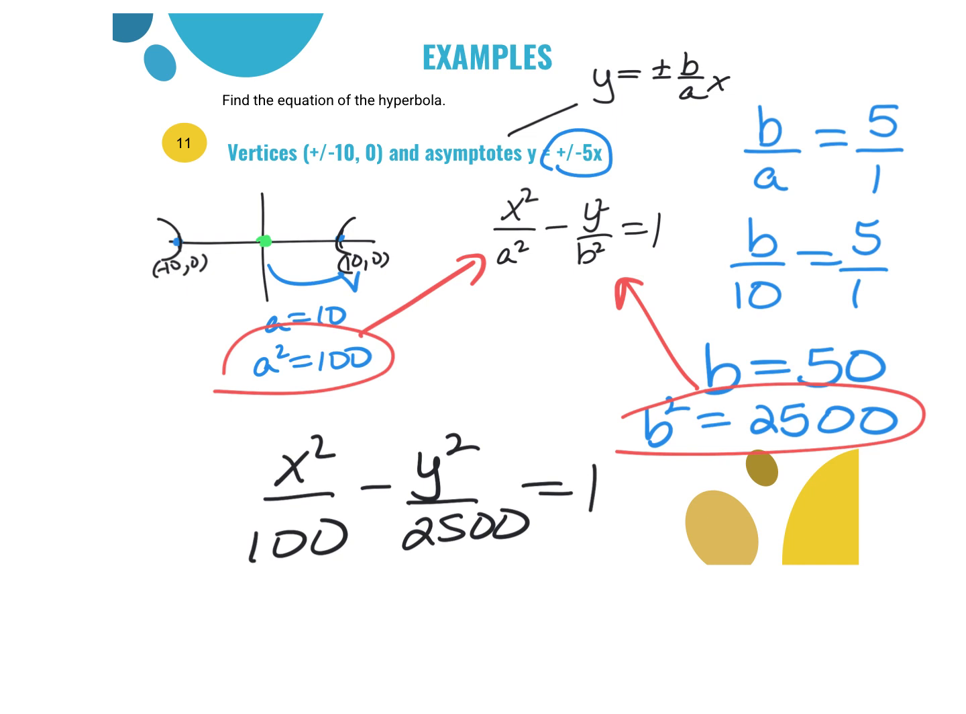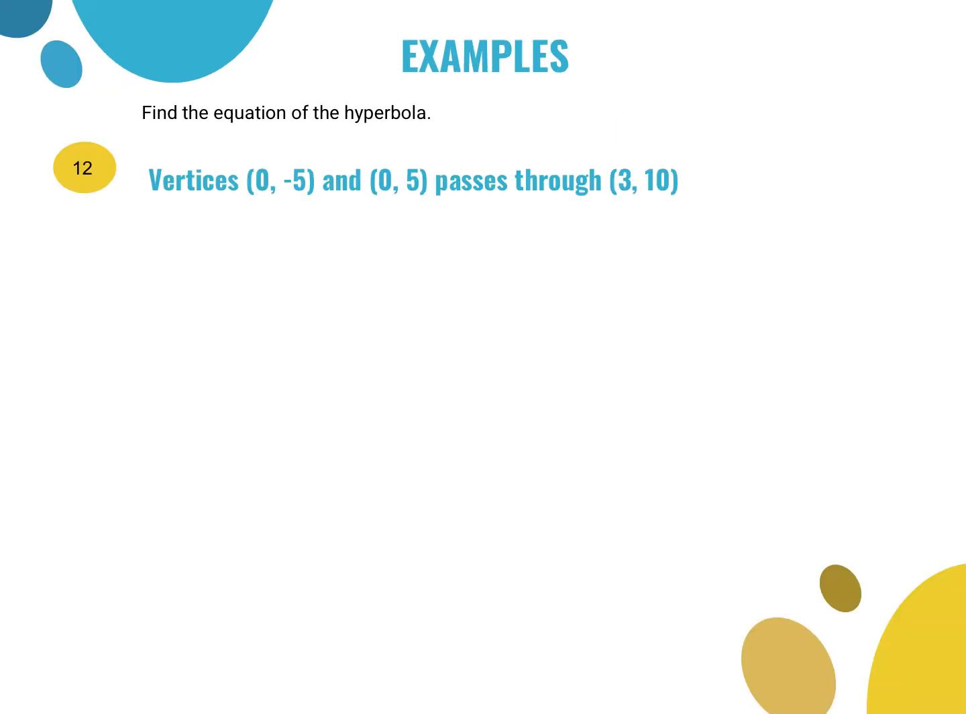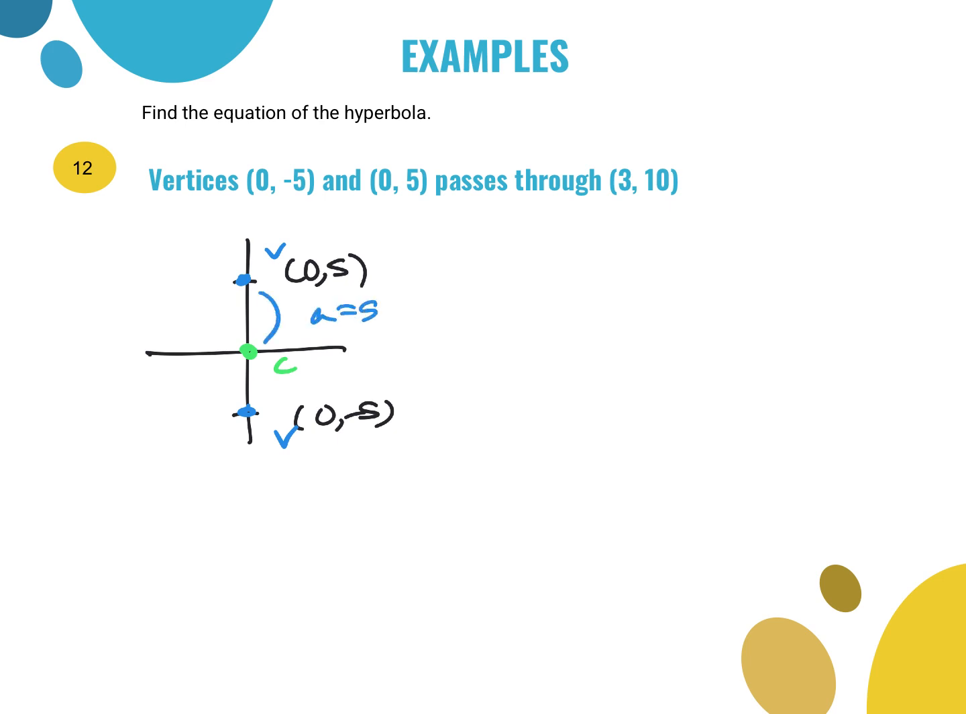Let's try example 12. Okay, so for number 12, again, give yourself a visual if you need it. Vertices at (0, 5) and (0, negative 5). These are the vertices. You can see its midpoint is (0, 0), which is the center. And then you can see your a value, the distance from the center to the vertex, is 5. So a squared is 25.